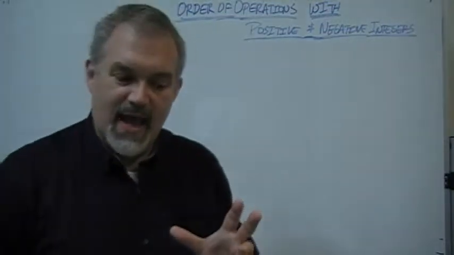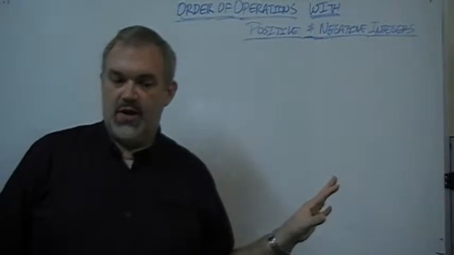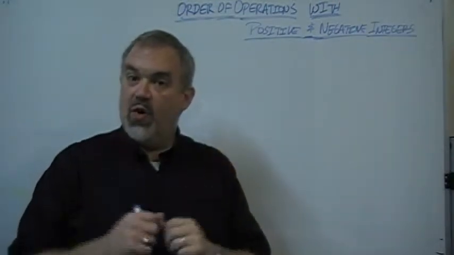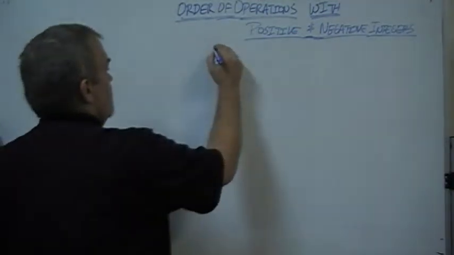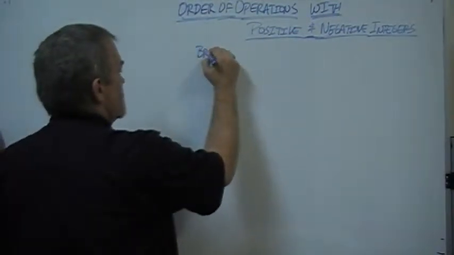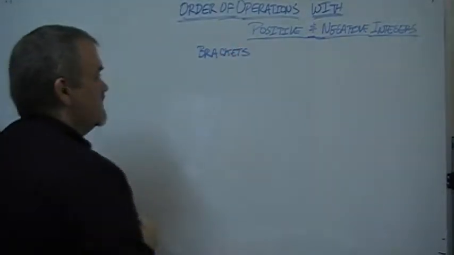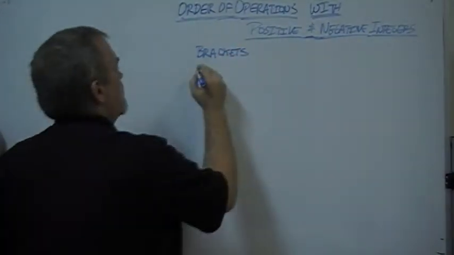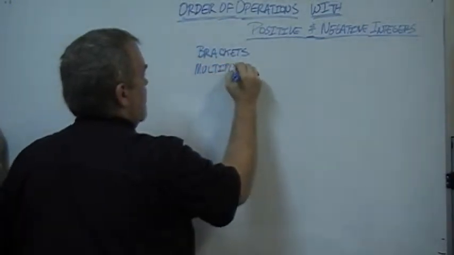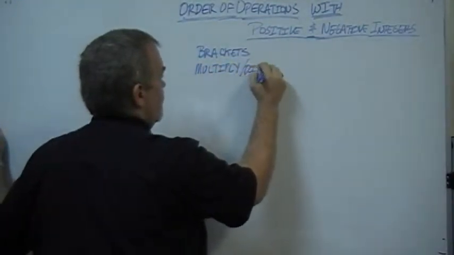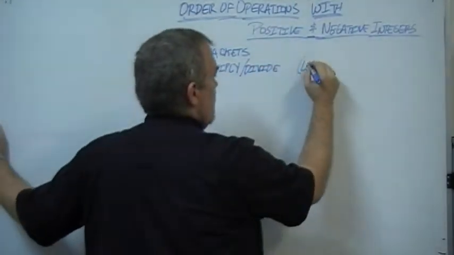All right, our topic today is the order of operations with positive and negative integers. Now, we've talked about the order of operations before, and we think about it in this way. The thing we do first is brackets, or if you're in America, we call them parentheses. Do brackets, and then we do multiply and divide. And when you do multiply and divide, we just work left to right.